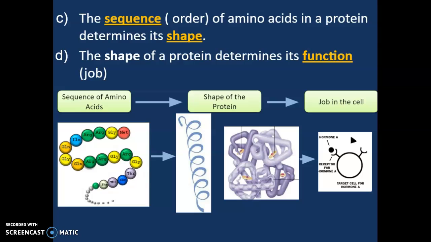The sequence or the order of amino acids in a protein determines its shape. The shape of a protein determines its function. The function is also the job. So the sequence that the amino acids are in, as determined by the gene, determines what the shape of the protein is. Therefore, it will determine what the job is inside of the cell for that protein.